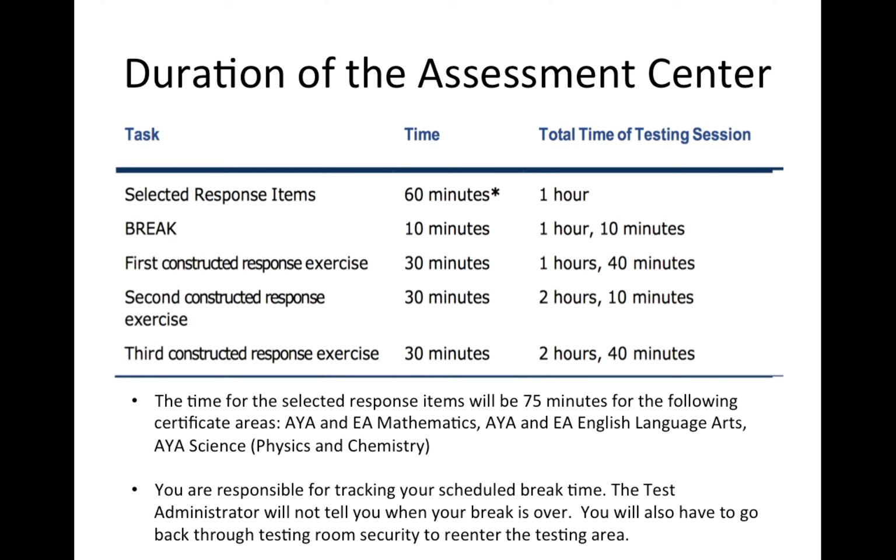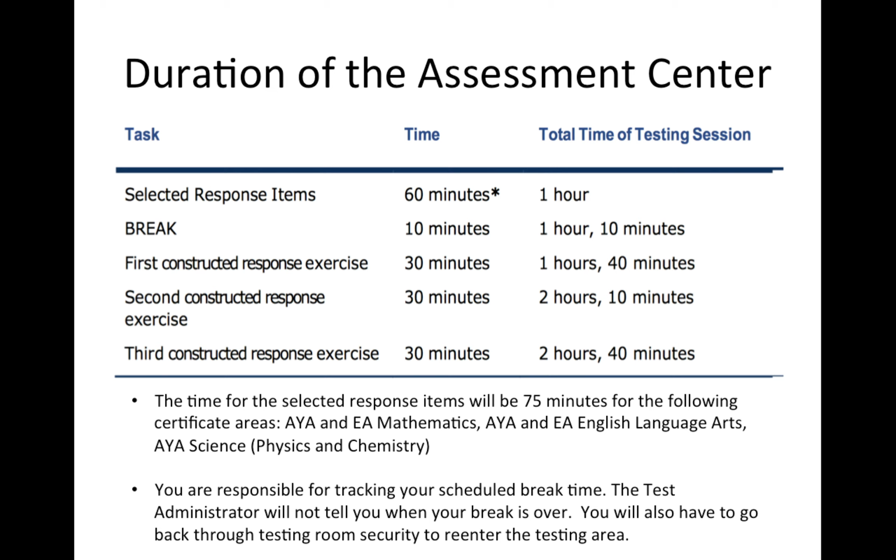That test is 60 minutes. You can see on the bottom that for some certificates, math and English language arts and science, this is a little bit longer. It is 75 minutes. Then you get an optional break that is 10 minutes. If you take that break, you must go back through security to get back into the testing center. So again, that is your choice.